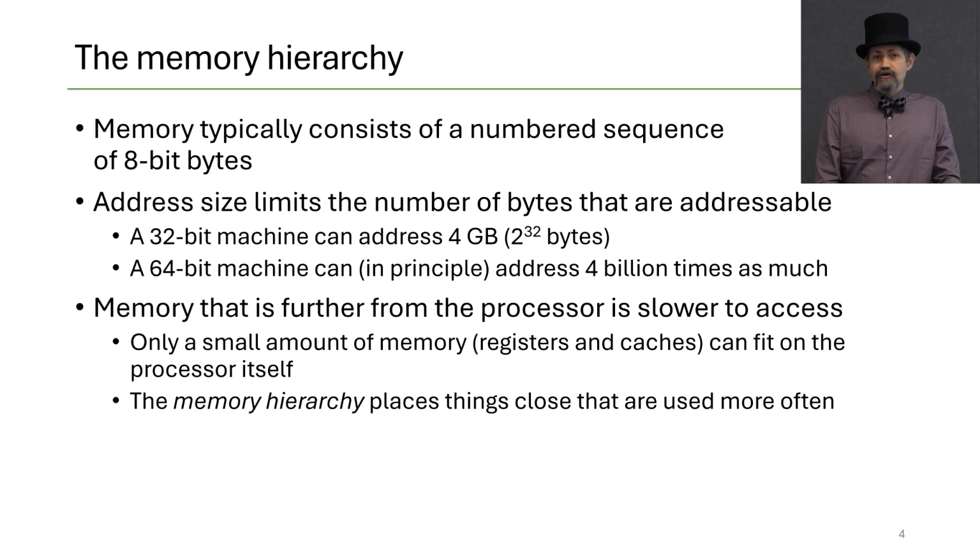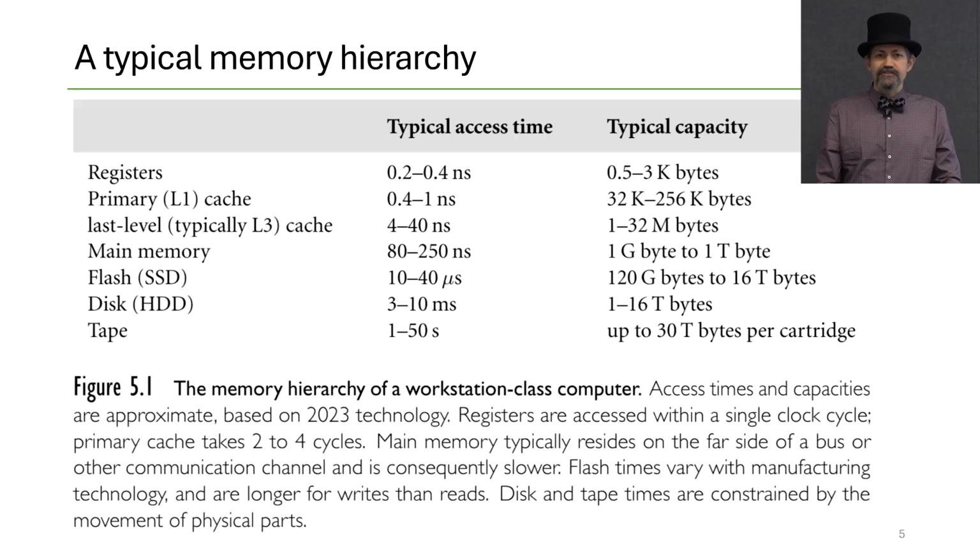Unfortunately, of course, accessing all that memory is not equally expensive. Memory that is further from the processor is slower to access. And so only a small amount of memory, such as registers and caches, can fit on the processor itself. For other memory, we have to go to other chips, or even perhaps across a network connection. So the memory hierarchy places things that are used more often close by. Let's have a look at the memory hierarchy in more depth.